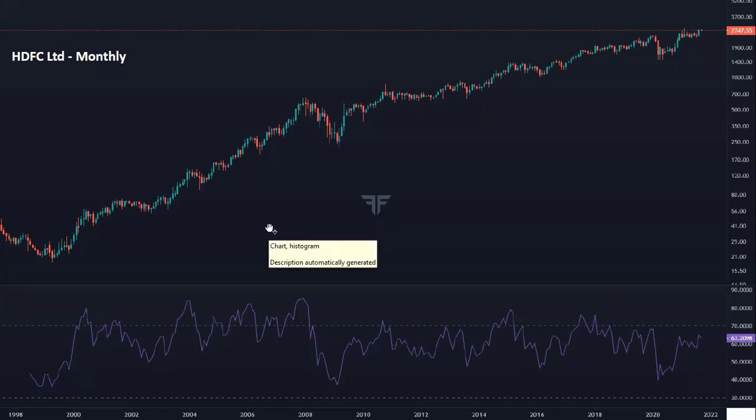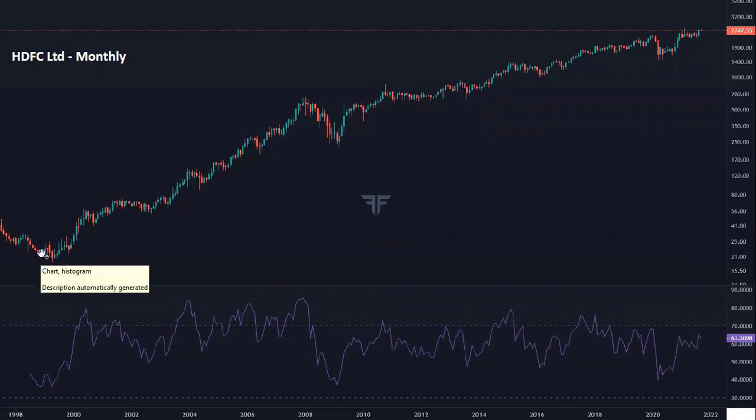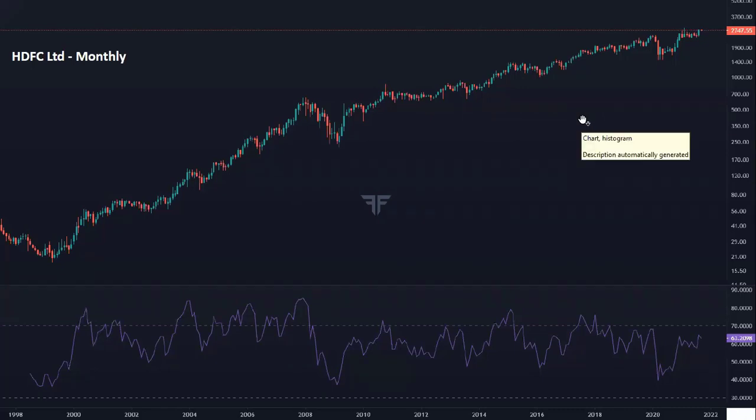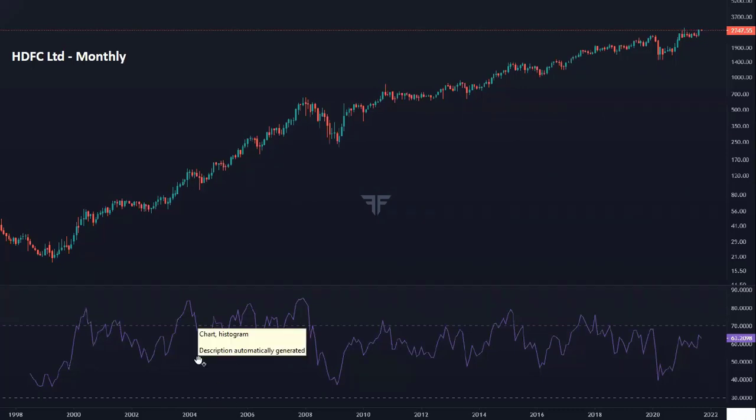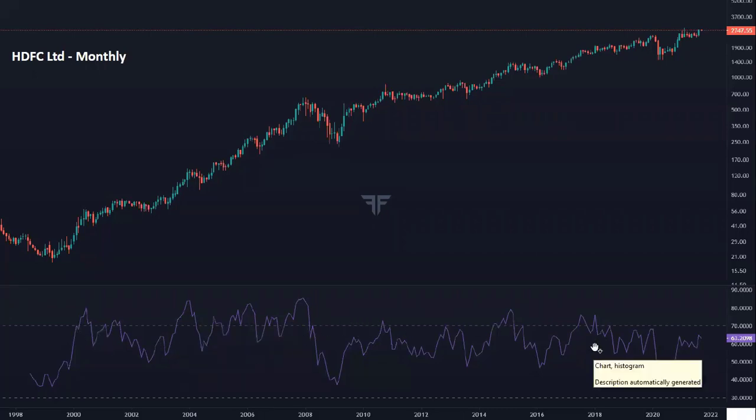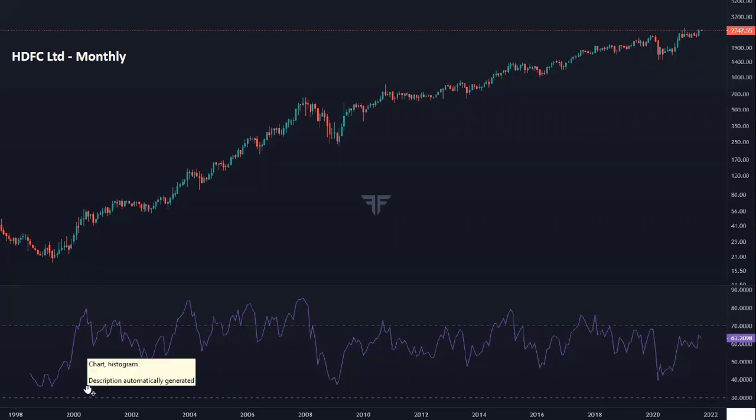Now, this is the monthly chart of HDFC Limited. As you can see, since the inception of this chart, HDFC Limited has been in a very powerful uptrend. And notice how the RSI is behaving. Now, the horizontal lines that you are seeing are the traditional overbought, oversold lines, 70 being overbought and 30 being oversold. If you notice in the entire 20-22 years history of HDFC Limited, the RSI has never ever touched 30. In fact, it has even struggled to fall below 40.